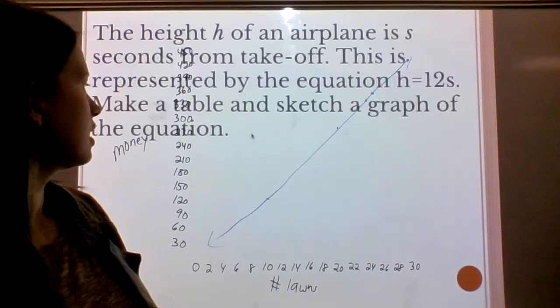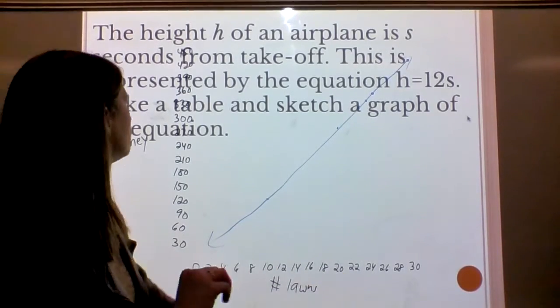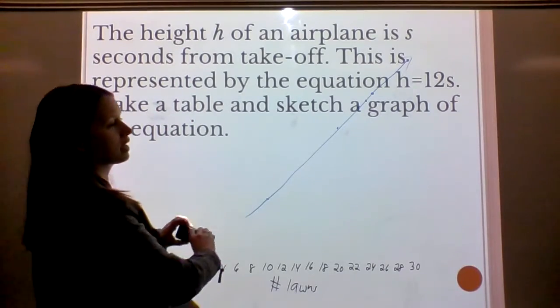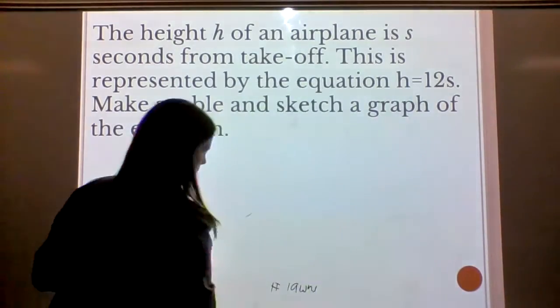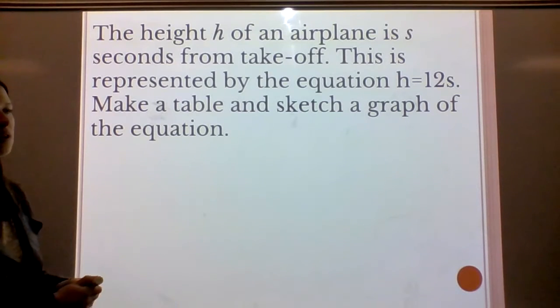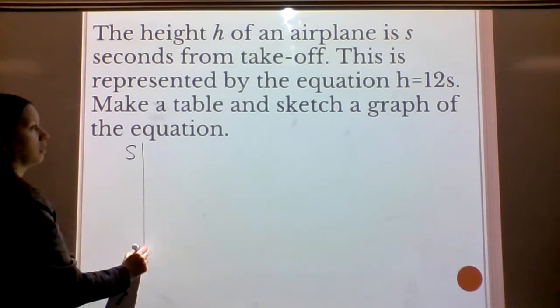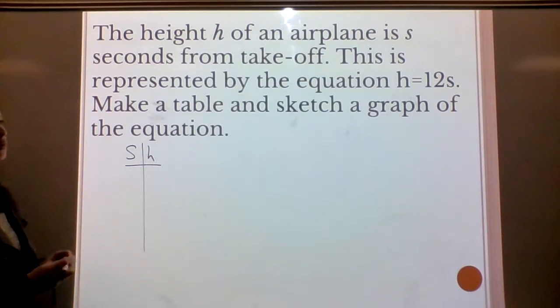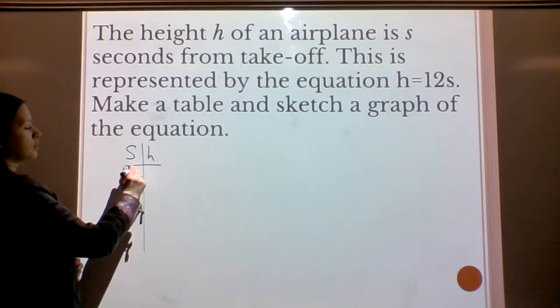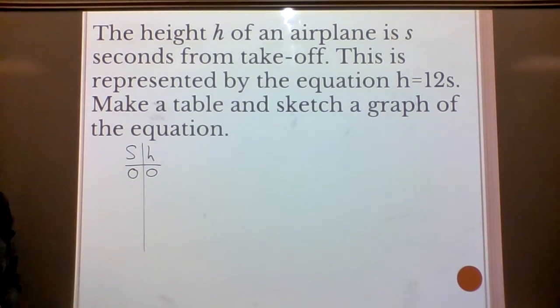Okay, one final example before you try some practice on your own. The height h of an airplane is s seconds from takeoff. This is represented by the equation h equals 12s. Make a table and sketch a graph of the equation. So this time we are working with s and h. We get to pick our values. Now you're talking about an airplane, so negatives don't make sense because it's not moving at 0. It can't go negative speed. So after 0 seconds, it's on the ground.